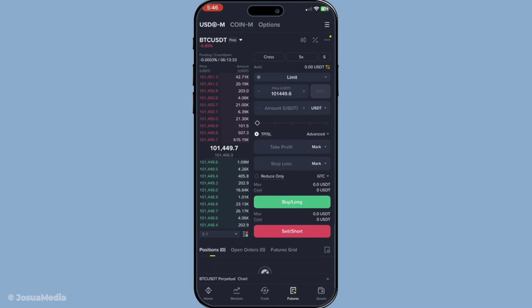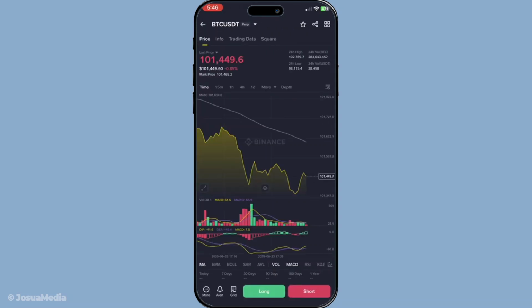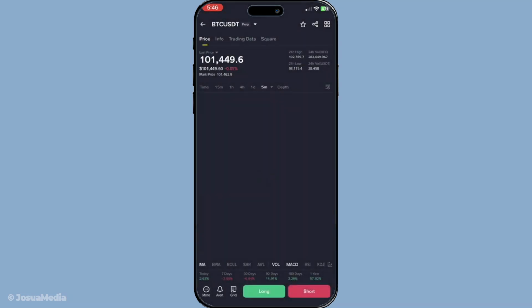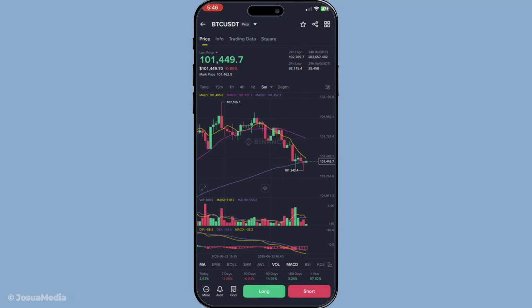Next, you'll want to set up 1 minute or 5 minute charts. These shorter time frames will allow you to observe minute by minute price movements, providing a detailed view of the ongoing market dynamics. Additionally, make sure to enable TradingView, which gives you access to various technical indicators that are essential for making informed trading decisions.